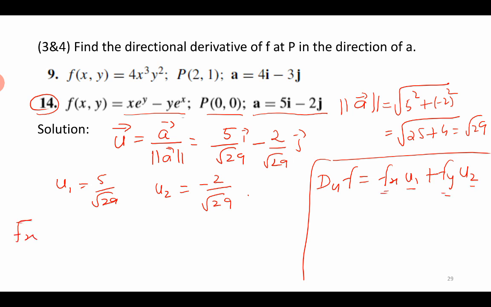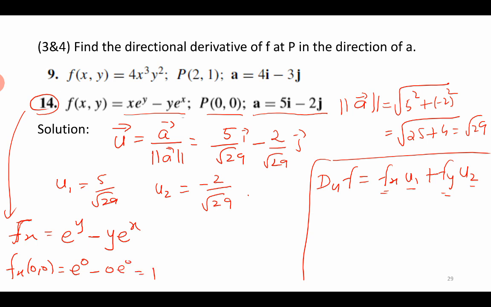So fx from the given function: differentiate f with respect to x alone, keeping y constant. The first term x, differentiation of x with respect to x is 1, so the constant is e raised to y. Second term, y is constant, keep it, and e power x stays e power x. This is fx. So fx at the point 0, 0, with x 0 and y 0, is e power 0 minus 0 into e power 0. The second term is 0, the first term e power 0 is 1, so fx is 1.